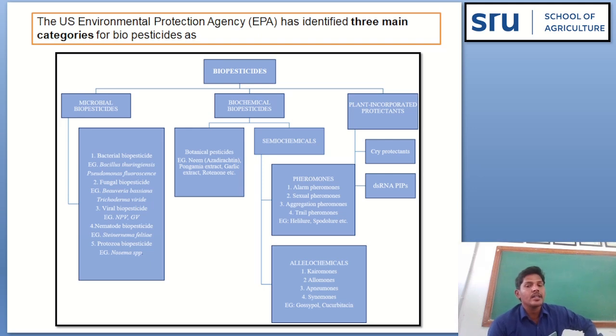In the case of plant-incorporated protectants, Cry protein, that is Bt protein, is incorporated into cotton and brinjal, and some double-stranded RNAs are also incorporated into the plant for managing pests. When they feed on such plants, their development will be hampered. Like that, these plant-incorporated protectants also help in protecting our crop from pest infestation.